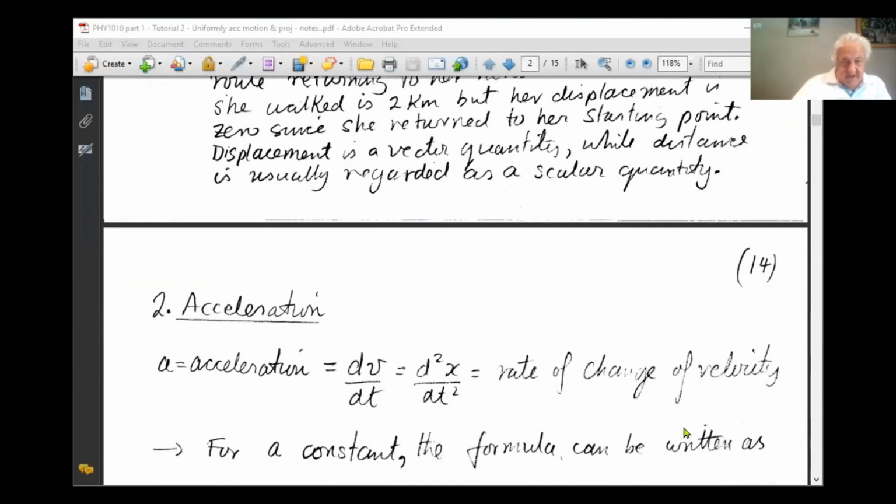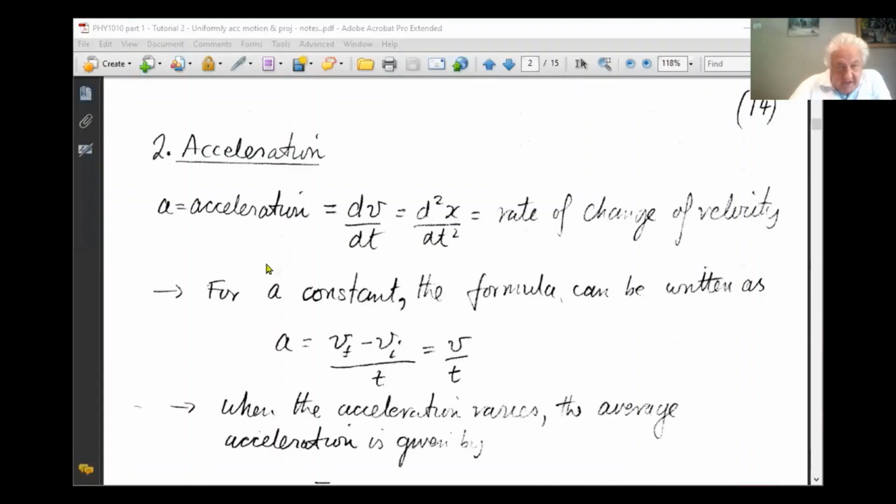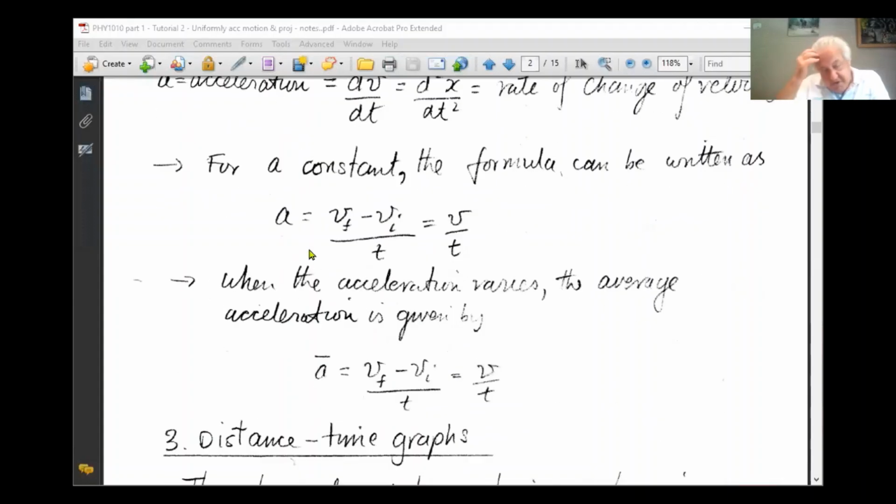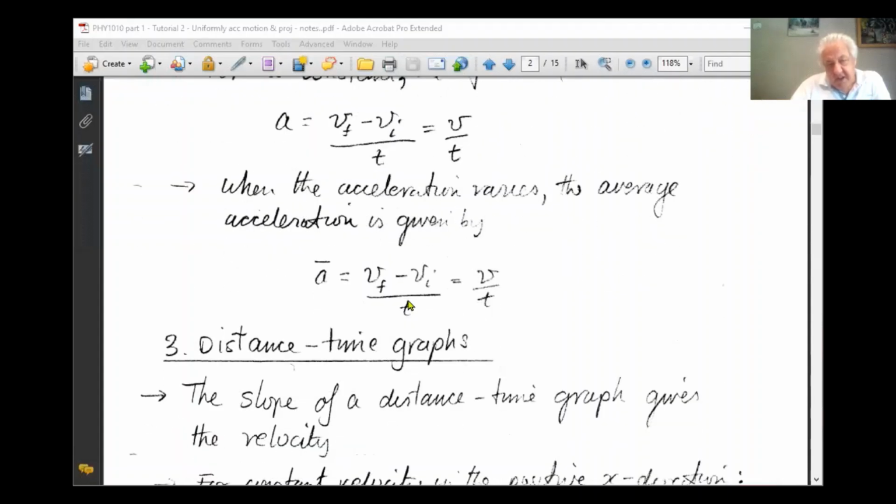Our next definition is acceleration. Acceleration is defined as a rate of change of velocity. This is the calculus definition. The formula that you'll be more familiar with is this one. Again, if a is constant, then the formula acceleration equals velocity over time gives you the exact acceleration. If the acceleration varies, or if the velocity varies over the time interval, then the formula only gives the average acceleration.